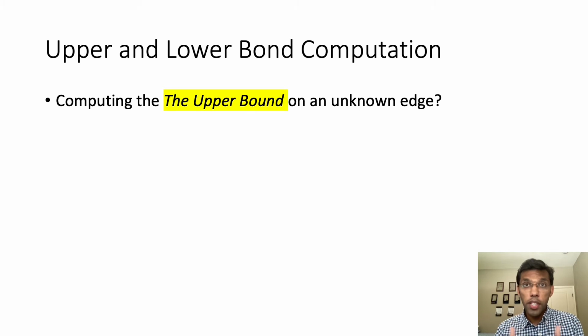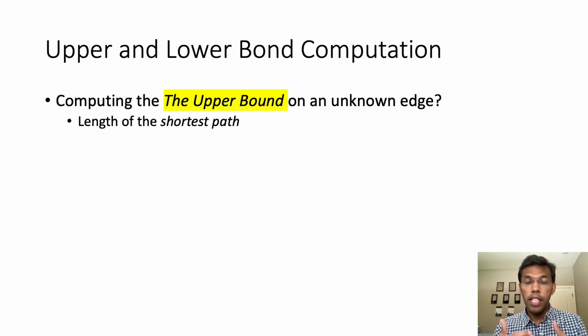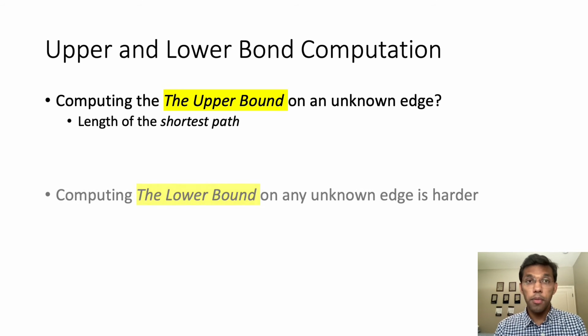Now, since we know that we can reorder the if statements in terms of upper and lower bounds, the question is how to compute them more efficiently. Computing the upper bound for an unknown edge is far easier because it is the length of the shortest path. But for a lower bound, it is much harder.